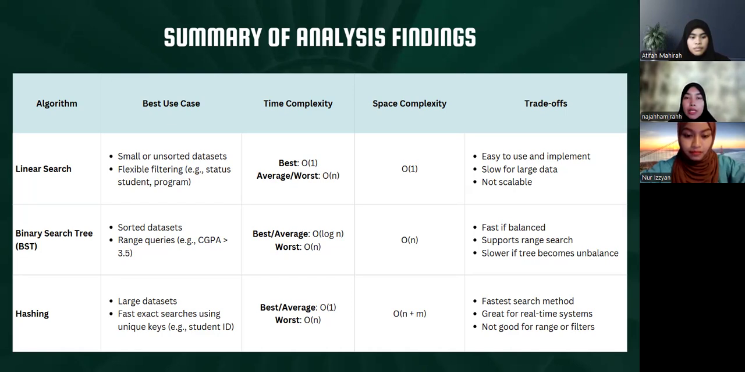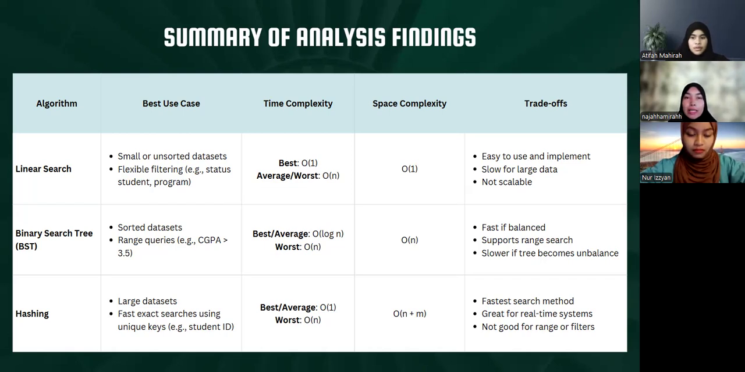Binary search tree is faster than linear search when the data is sorted and the tree is balanced. It allows us to search by range, like finding students with CGPA above a certain value. The average time complexity is big O of log n, but if the tree becomes unbalanced, it can also drop to big O of n. It also uses more memory because each node stores link to other node.